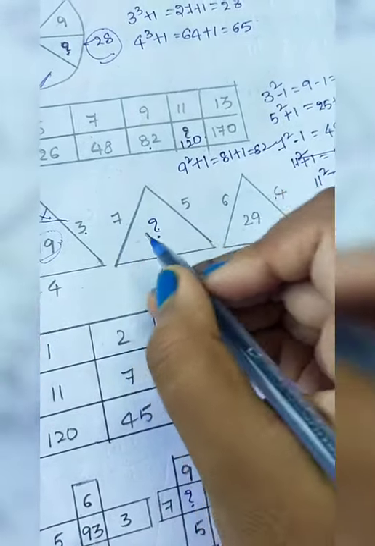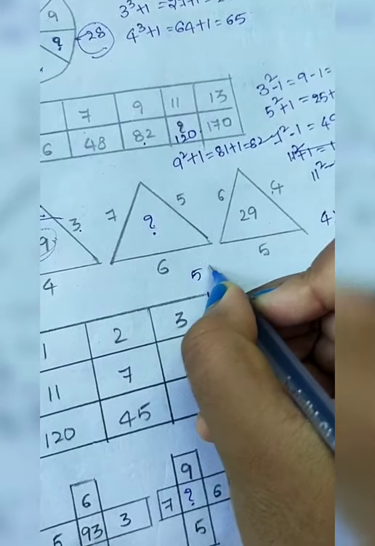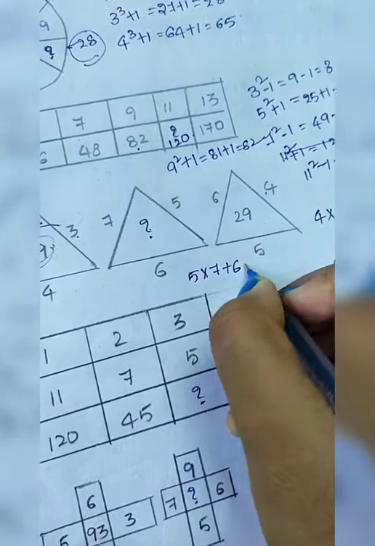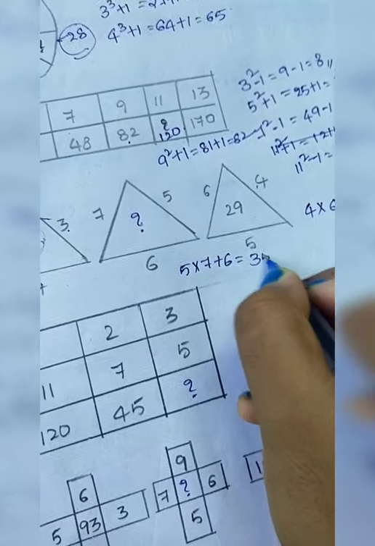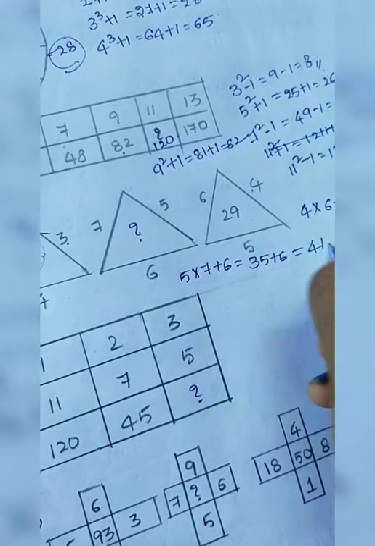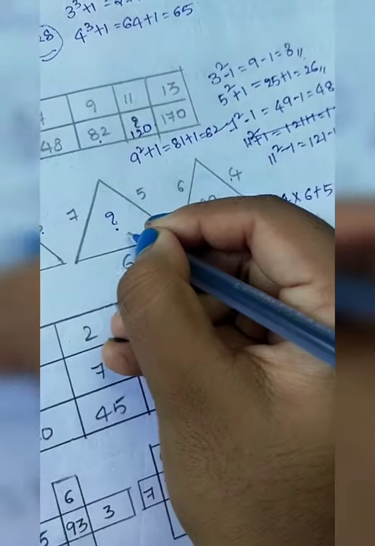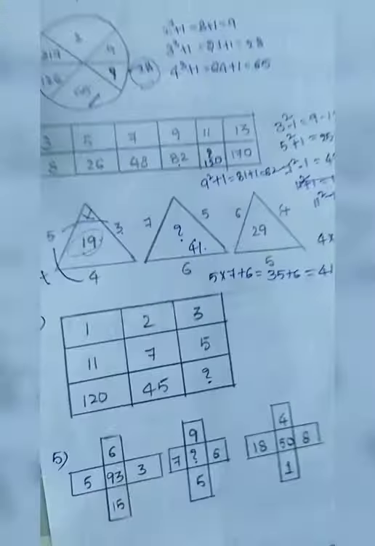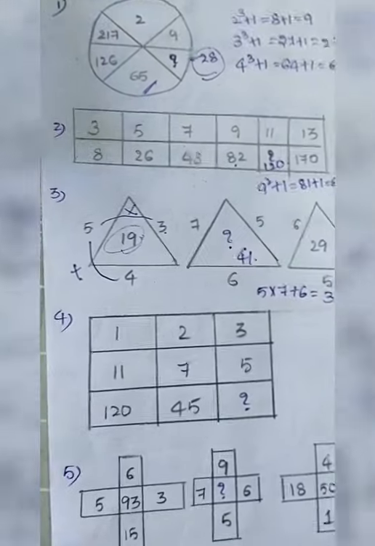5 into 7 plus 6. 5 sevens 35. 35 plus 6 is 41. So the answer is 41. Let's go to the fourth one.